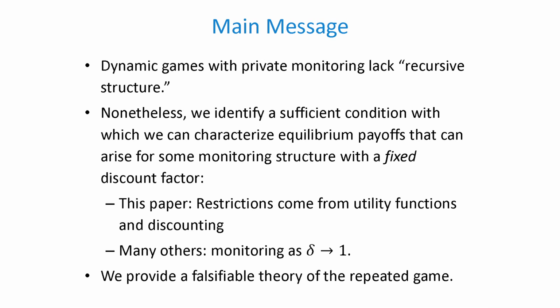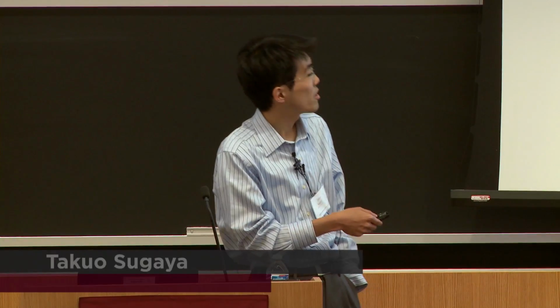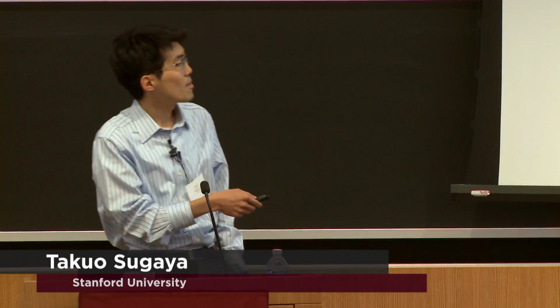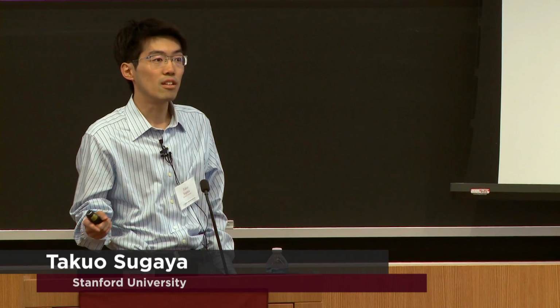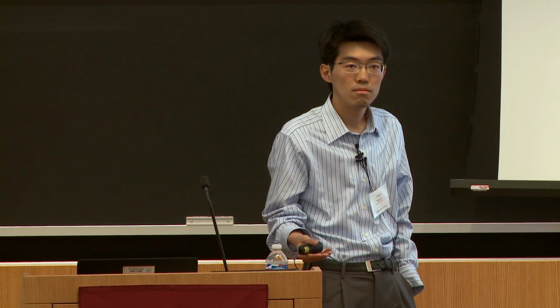And so the main message is that we want to provide a falsifiable theory of repeated games. And one way to do it is to fix the utility function and the discount factor and say that this is the set of equilibrium payoffs that can arise for some monitoring structure. So we can say that something outside of that set cannot happen in equilibrium, no matter what the monitoring structure is. Okay, so that's what we are trying to do.